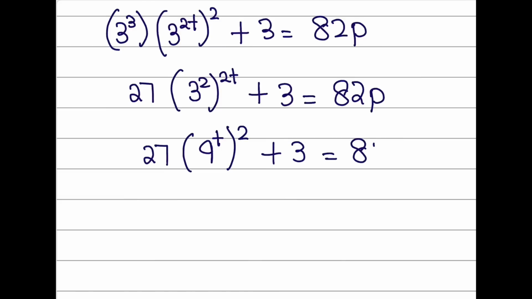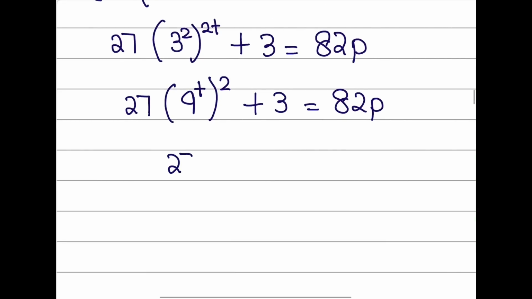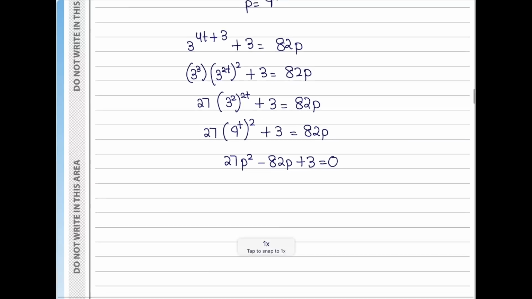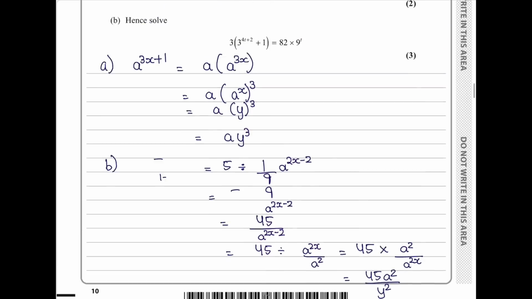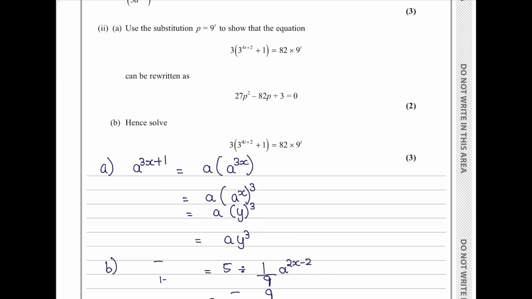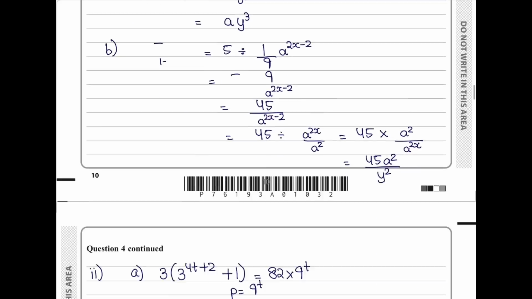So I would get this 82p, and now I can replace this with 27. 9 raised to 2t is replaced with p squared, so 27p squared minus 82p plus 3 is equivalent to 0. So that's how I write it down. Now what does the next part say? Hence you solve this expression. Now this is basically a hint that you use this quadratic expression to solve this.